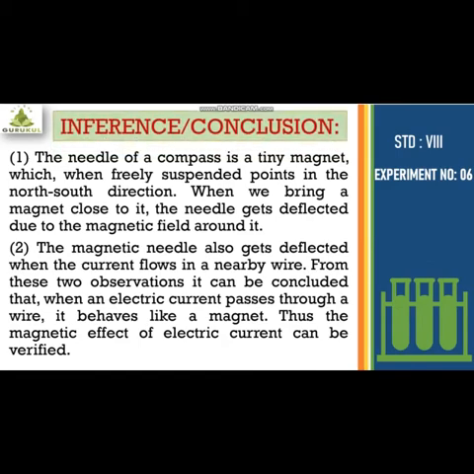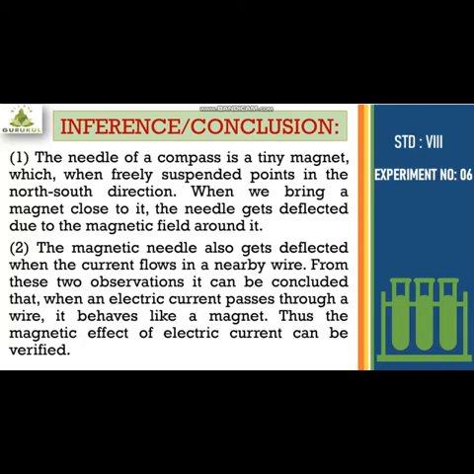Okay, students, what is the inference and conclusion? The very first point. The needle of a compass is a tiny magnet. In the compass, you have a very small magnet, which when freely suspended points in the north-south direction. When it is free, it will position in the north-south direction. When I take a bar magnet close to it, the needle gets deflected. It will change its direction due to the magnetic effect or the magnetic field around it.